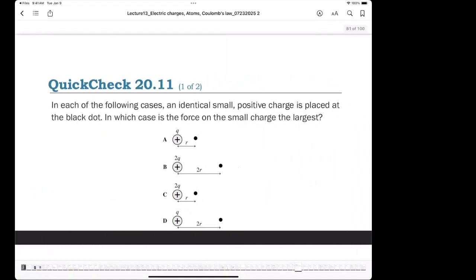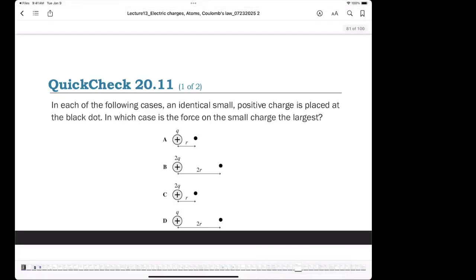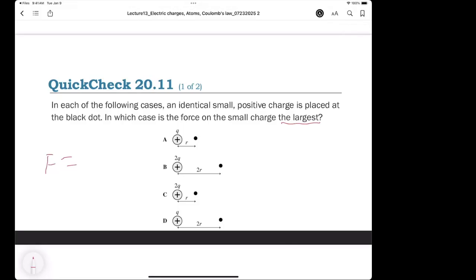Okay, let's check the other one. Okay, let's check this question. In each of the following cases, an identical small positive charge is placed at the black dot. In which case is the force on the small charge the largest? It asks you for the largest one. So let's write the equation here: the force on the small charge is K Q1 Q2 over R squared.